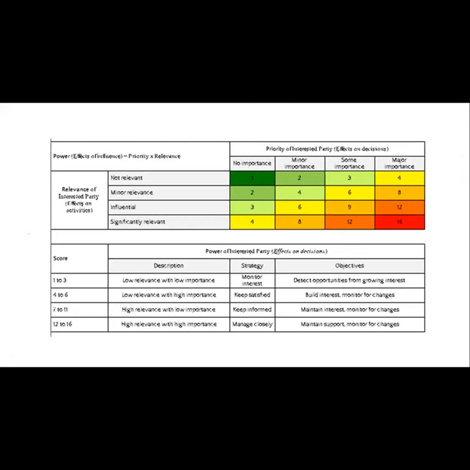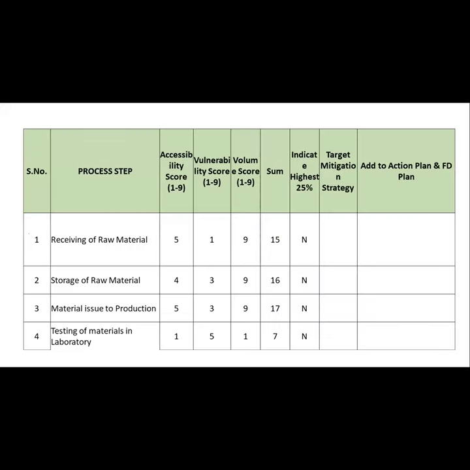So similarly, for food defense and food fraud, we have to score both in the same way. We are giving a number, with low relevance or high relevance, and according to that we decide their mitigation plan. For example, we are taking a simple example of raw material receiving for better understanding. The process is receiving of raw material.